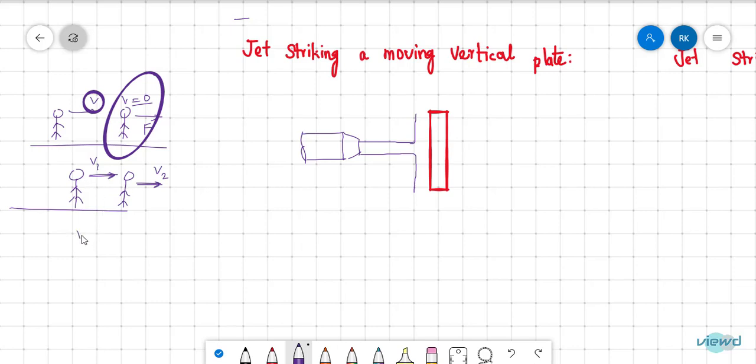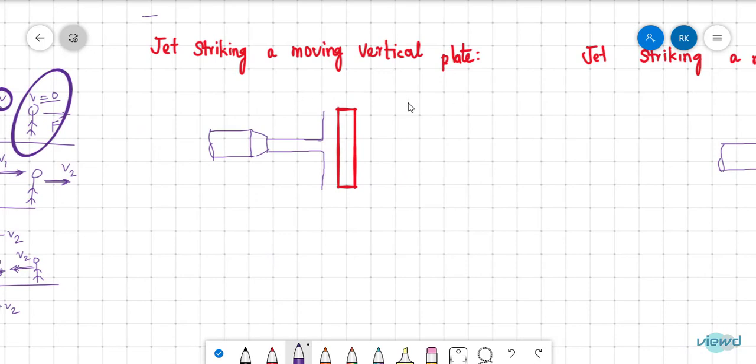What is relative velocity? v1 minus v2 is the relative velocity if it is in the same direction. If you are moving in this direction with v1 and he is moving in the opposite direction with v2, the impact will be more than in this condition. So that will be v1 plus v2, since both directions are opposite to each other, there will be a plus sign. This concept should be applied when analyzing a moving plate.